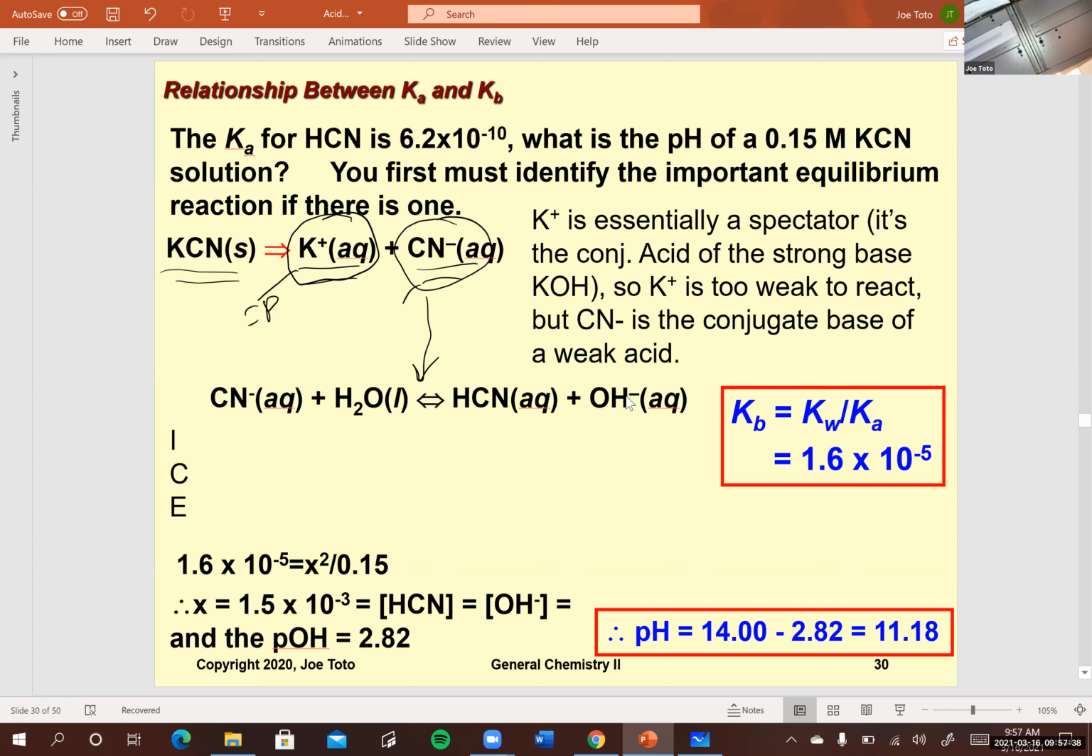And so we were talking about that kind of stuff before, and we also noted that if you sometimes need the KB of a base, but you don't have it, you won't find it in your textbook, you can calculate it with the stuff that we said from the KA of something that you can find in your textbook.